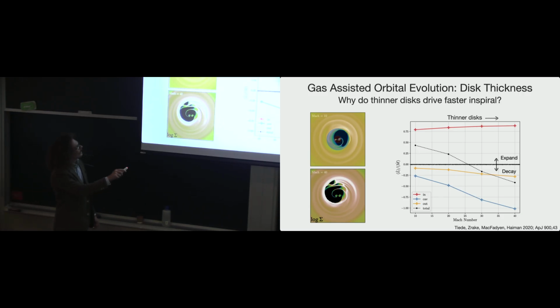You can see what happens here is that as you go to thinner disks to the right, the torque from the inner part stays the same, while the torque from the outer part gets a little more negative, pushing it together. But really this blue inner region in the cavity gets much more strongly negative, causing the entire torque to push the binary together.